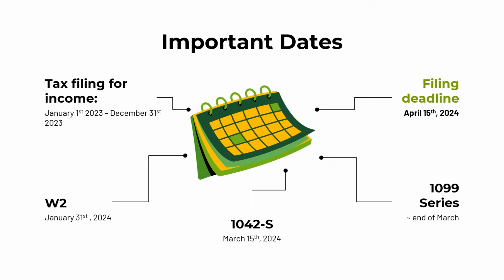The deadline for receiving the 1042-S is around March 15th, 2024, but you can check with your school to see if it's released earlier so that you can start filing your taxes sooner. If your income requires a 1099 series, you will receive it by the end of March.